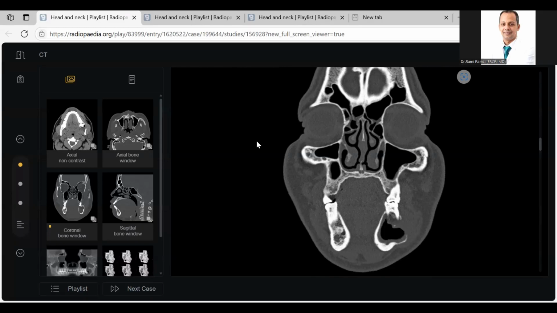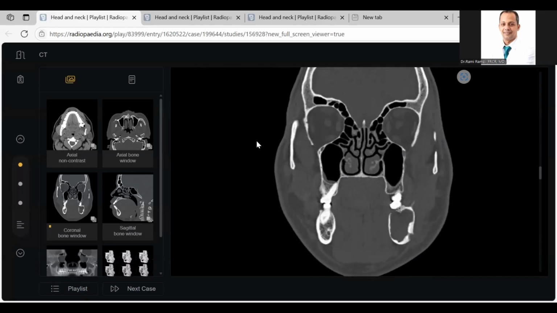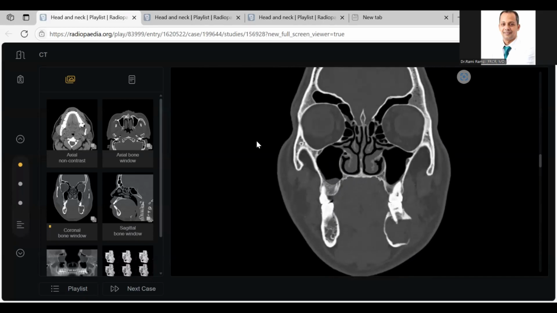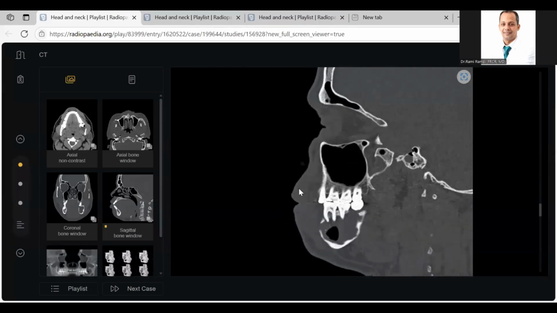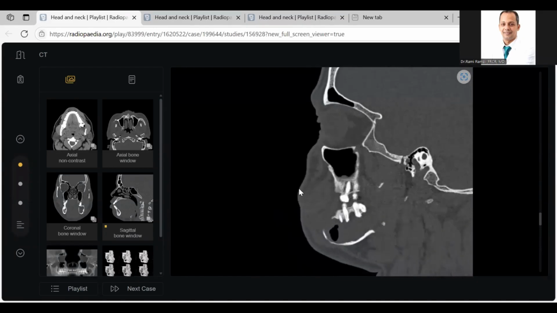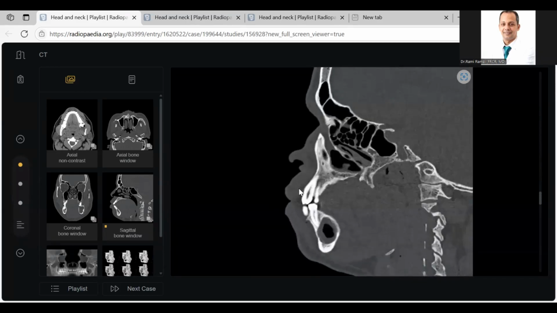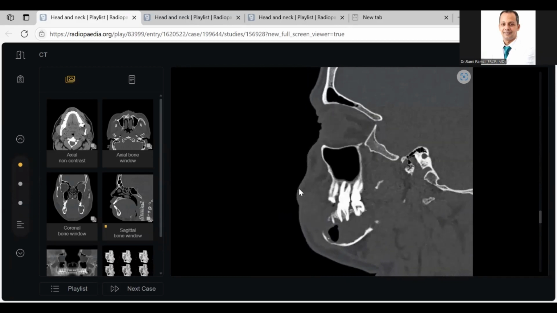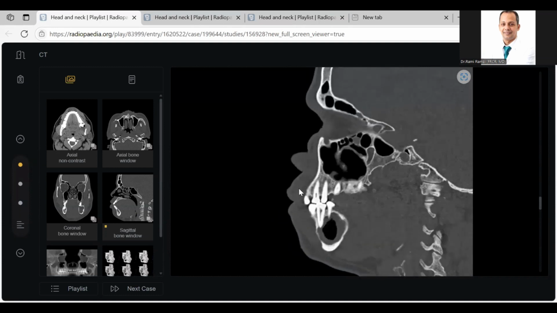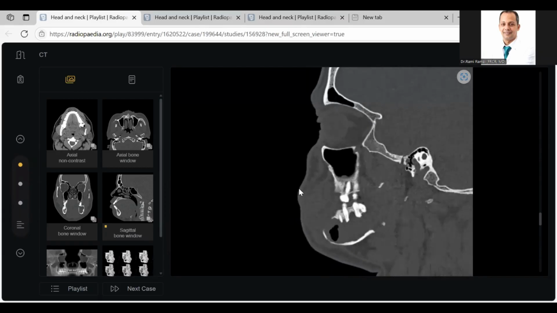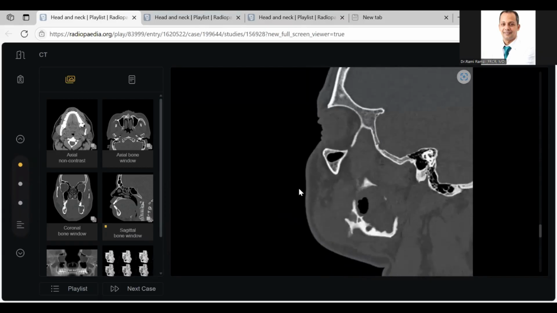So it can be a dentigerous cyst, with an expansile unilocular lesion and a tooth present inside it. Another differential can be ameloblastoma because the lesion is looking aggressive. This is the classical site of ameloblastoma, involving the ramus of the mandible, and the lesion is looking aggressive. But most of the time, it's multilocular.